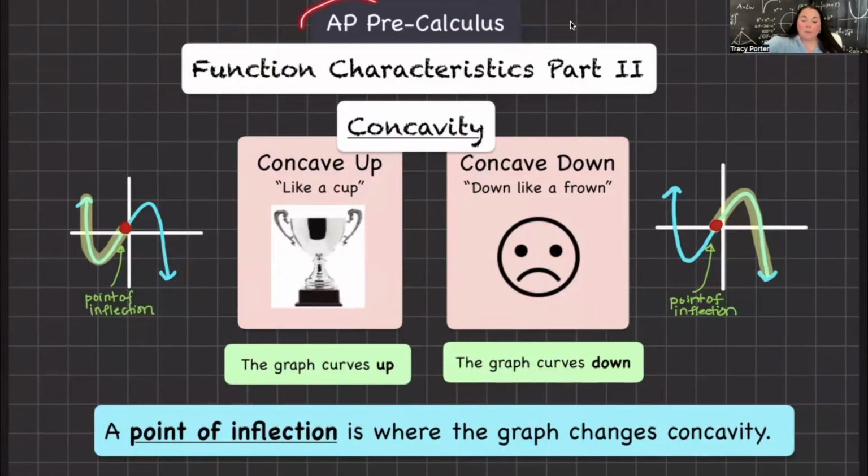All right, this is the AP Pre-Calc Function Characteristics Part 2. If you didn't watch the first part, it lays out more of the foundational stuff, talking about increasing and decreasing functions and when the function is positive or negative. In this second part, we focus on the concavity and relate it to the rate of change.